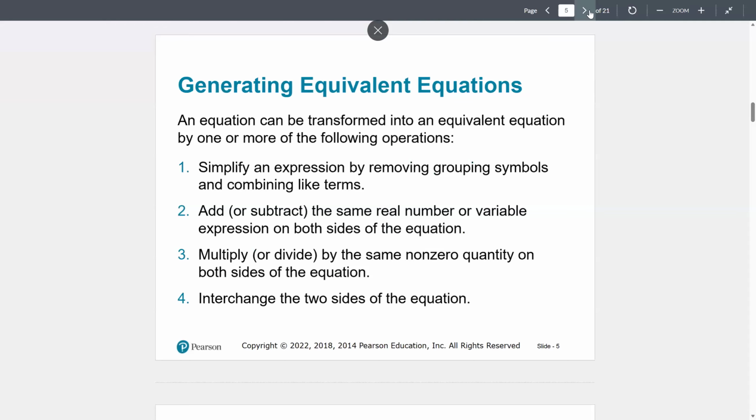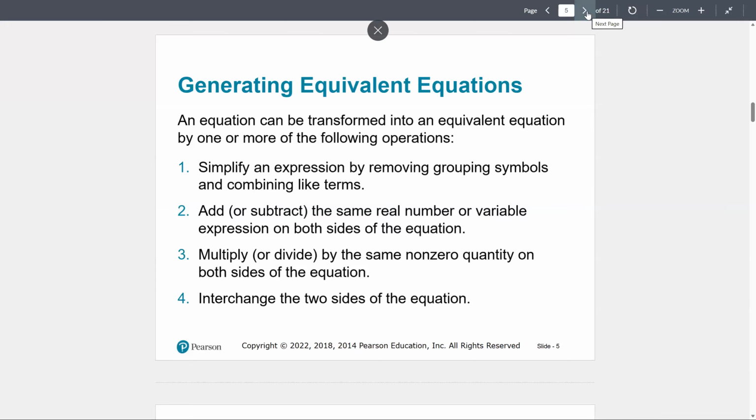So we want to work on generating what we call equivalent equations. We're going to go through a little bit about simplifying and solving. An equation can be transformed into an equivalent equation by one or more of the following operations: simplifying an expression by removing grouping signs and combining like terms, adding or subtracting the same real number or variable expression to both sides, multiplying both sides by the same non-zero quantity, and interchanging the two sides of the equation.